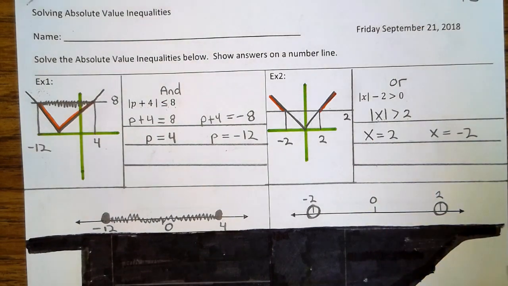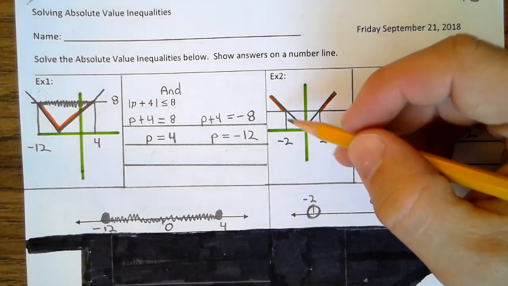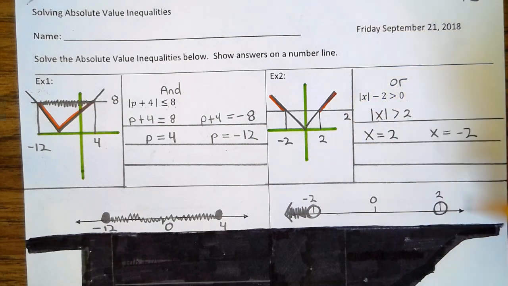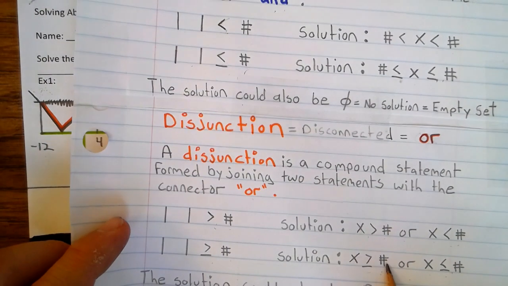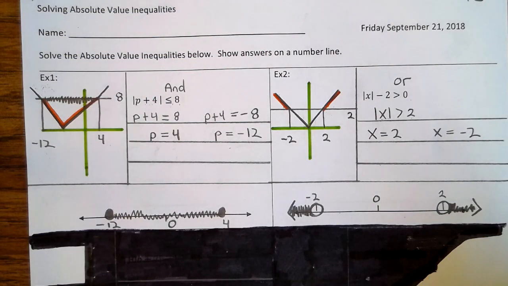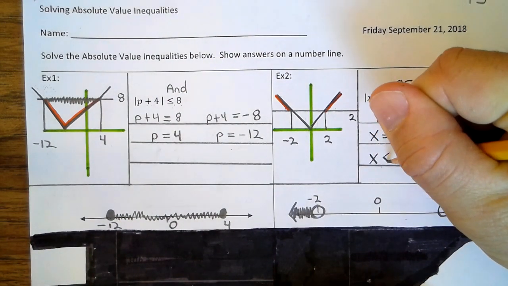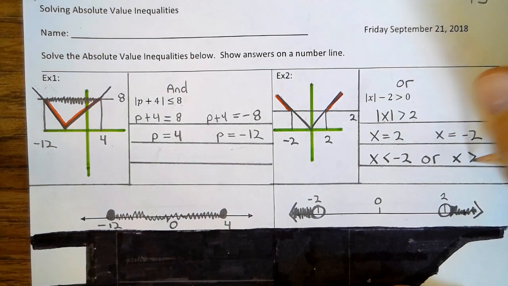And we know that, and basically, this should match the graph. So we know that it's greater to the left of negative 2, so we shade to the left of negative 2. We know it's greater to the right of 2, so we shade to the right of 2. Now, what I forgot to do in example 1 is I forgot to write the solution in inequality notation. Okay, so we know that x is less than negative 2 or x is greater than 2.